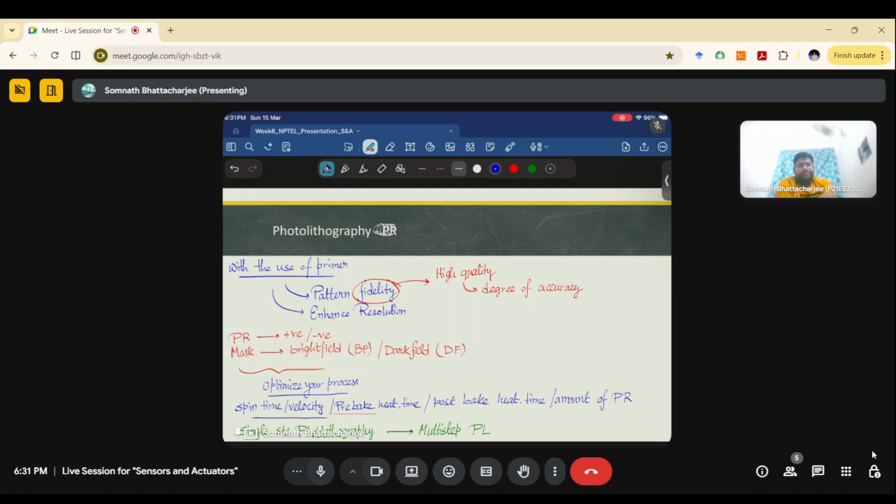Just guess it. Device complexity. Yeah, device complexity will be much higher, obviously. And any other things? Obviously, device complexity will be much higher.